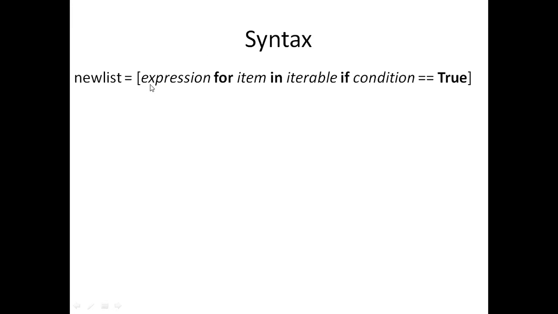New list equal to expression. It may not be just a variable. In the previous case, we have seen that it is a single variable like x, but it can be any expression. Maybe we can write x into x or x power of 2. Like that we can write an expression. Then we have the iteration, for item in iterable. Then we have the condition, if condition equal to true. So this is the syntax for creating a new list using list comprehension. First we have expression for item in iterable if condition equal to true.